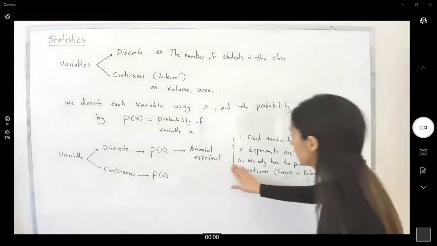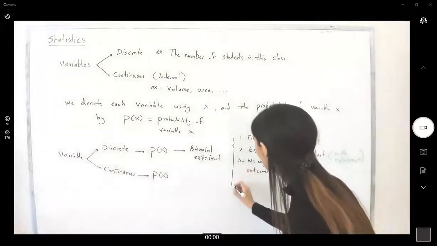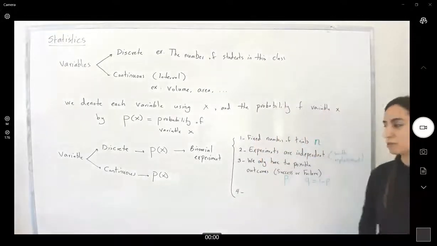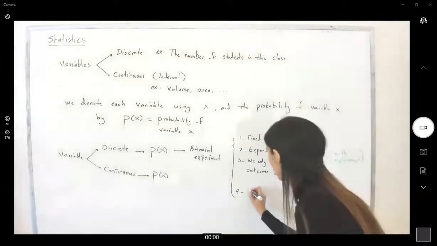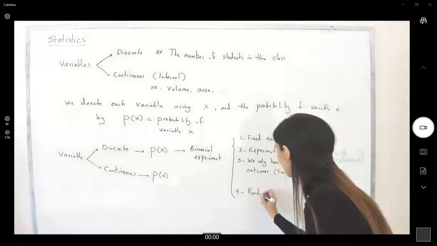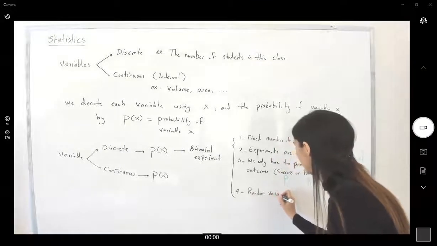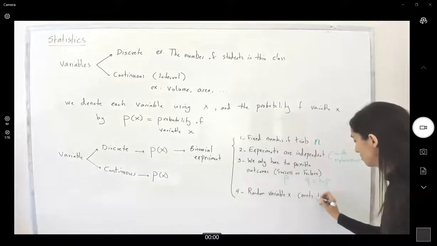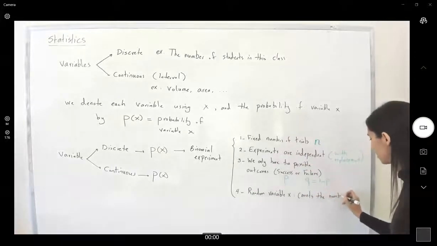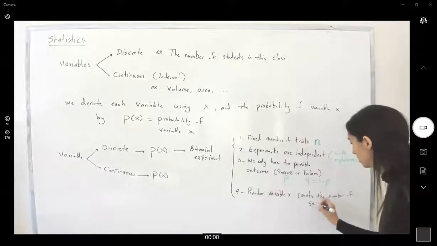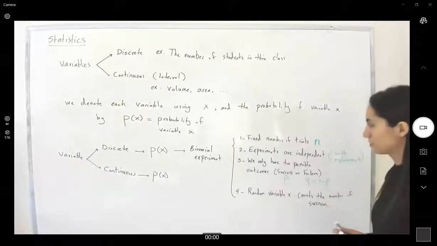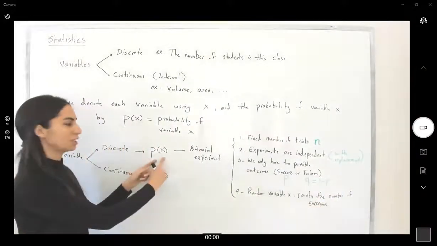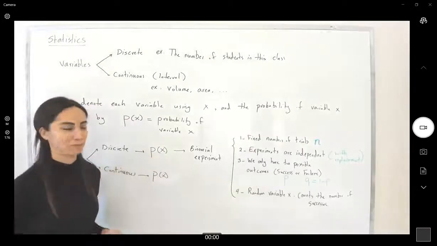And finally, your random variable X counts the number of successful tries. It counts the number of successes. So as we mentioned before, it's denoted by P of X.